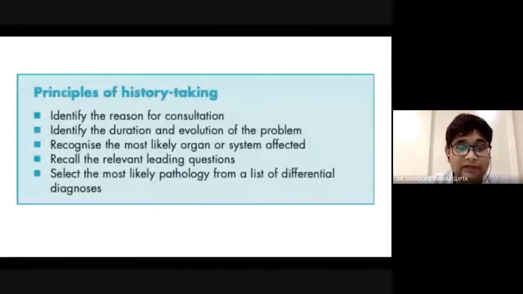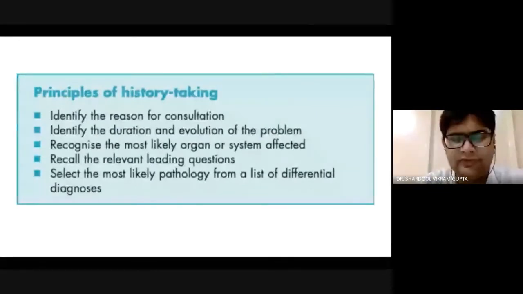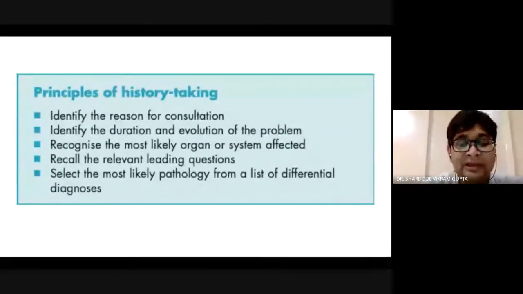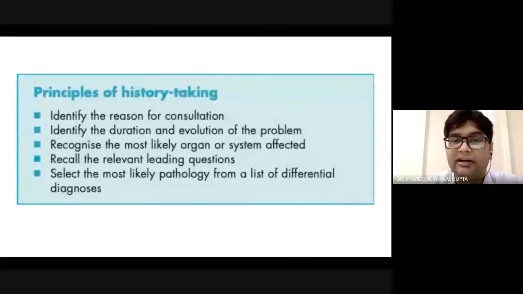So in history taking, you have to identify the reason of consultation. The reason was pain upper abdomen, which is basically the chief complaint. And you have to identify the duration and evolution of the problem. What is the duration, how it has evolved over the time. You should recognize the most likely organ and system affected by asking.